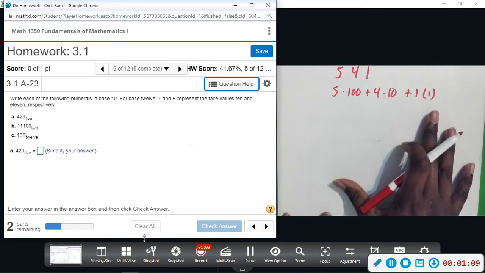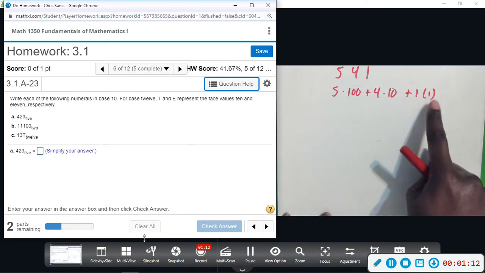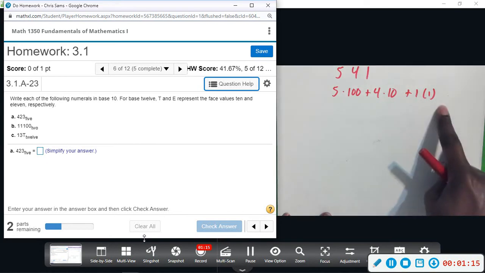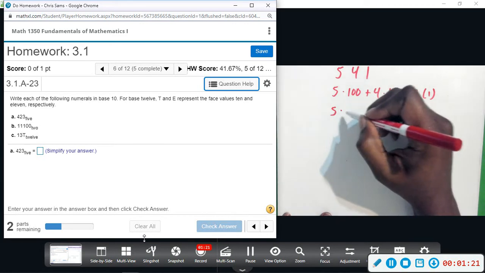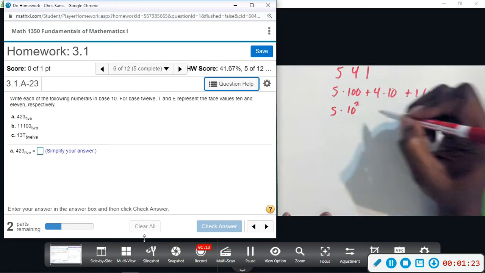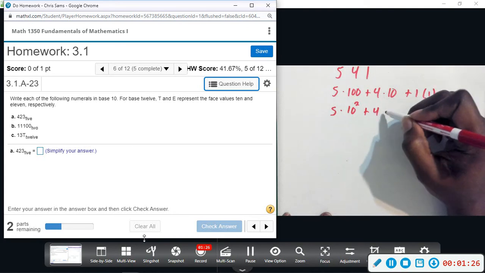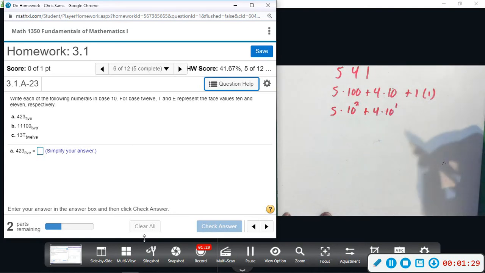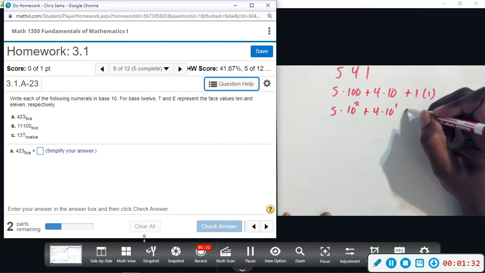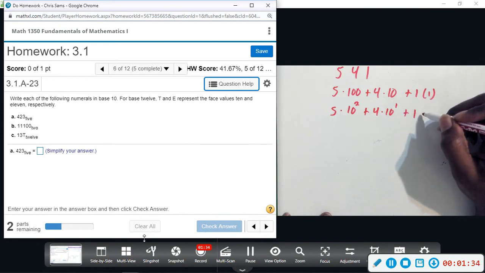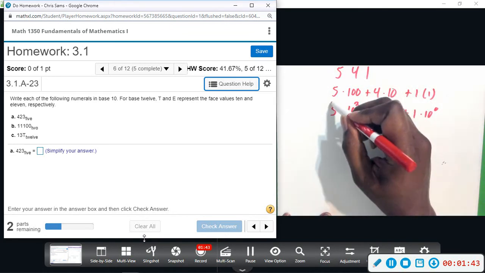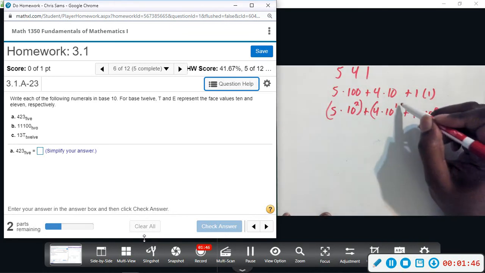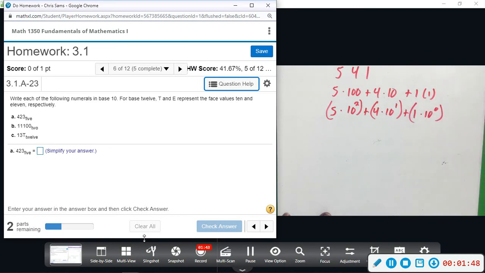Now, since we're in base 10, that means these can be written as powers of 10. So another way of thinking about this in expanded form is saying 5 times 10 squared, and then plus 4 times 10 to the first power. And then plus 1, you can write this as times 10 to the 0 power. Anytime you write something to the 0 power, you get 1. So that's the same thing as writing 1. This is the way we're going to think about changing numbers to base 10.